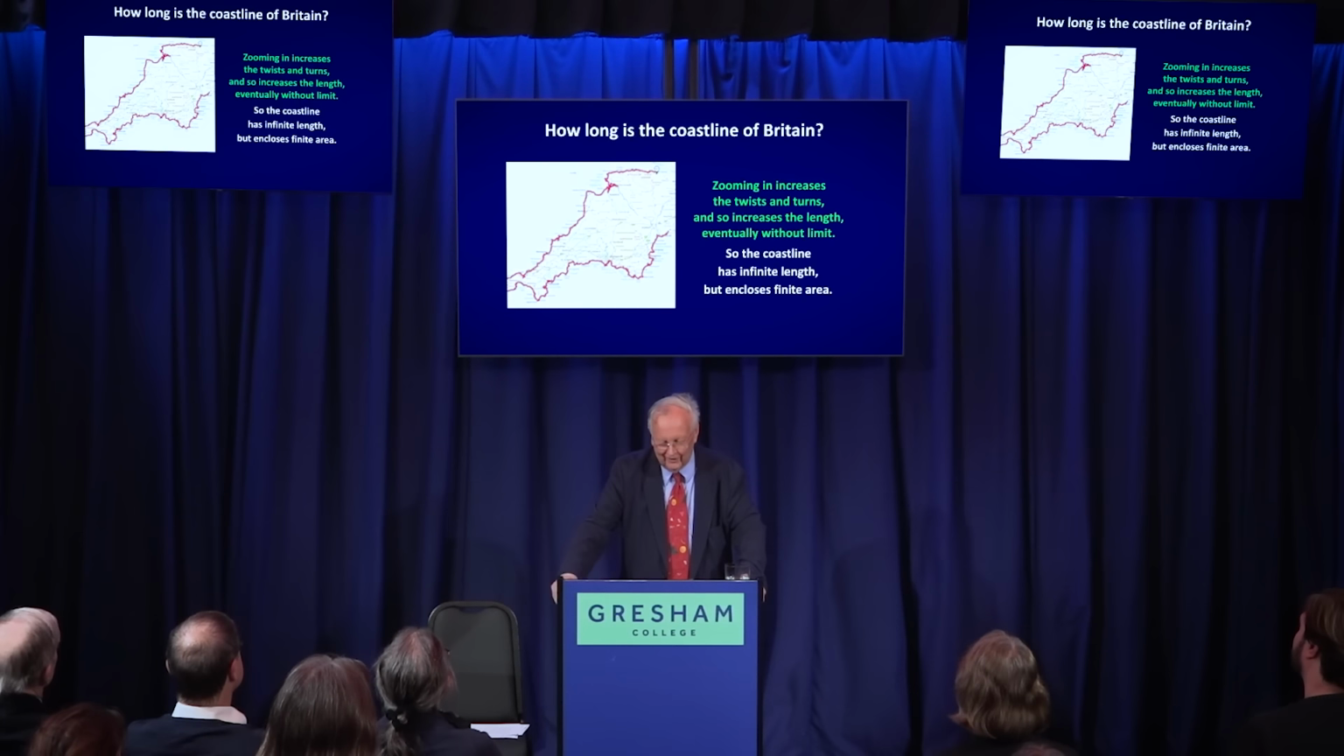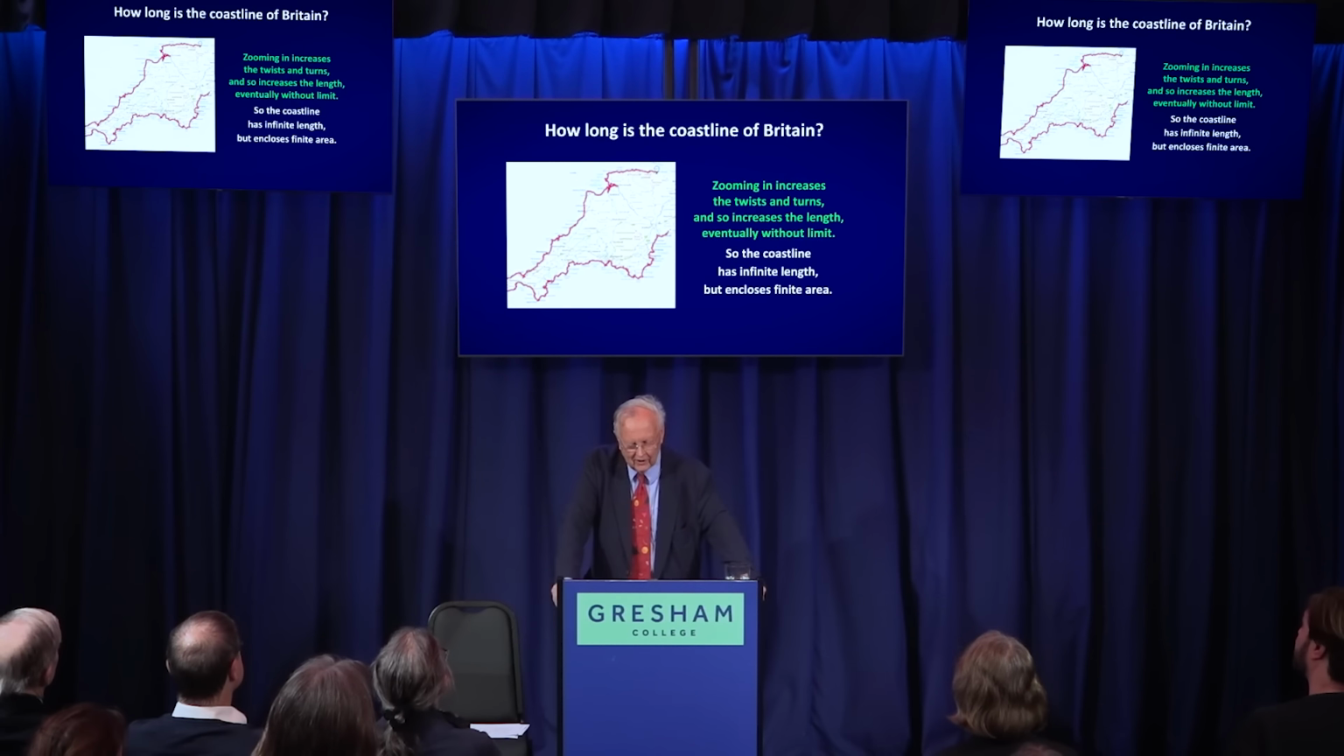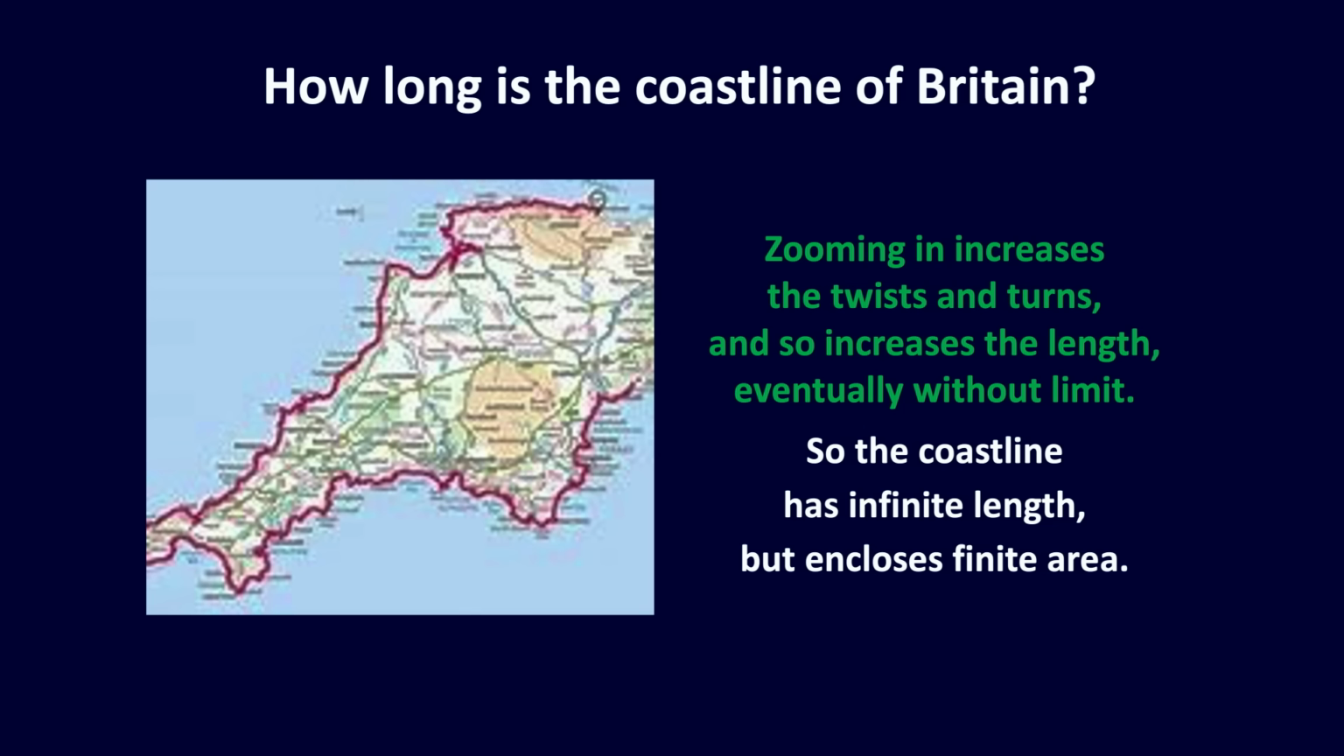Well, what's the relevance of this story? To answer this, consider the question, how long is the coastline of Britain? Viewing the map from far away, we might try to estimate the coastline's length. But as we zoom in to become closer, we find hidden bays and inlets and more twists and turns in the jagged coastline. And the closer we get, the larger and more accurate our estimates become, eventually growing without limit. So the coastline of Britain has infinite length, even though it encloses only a finite area.